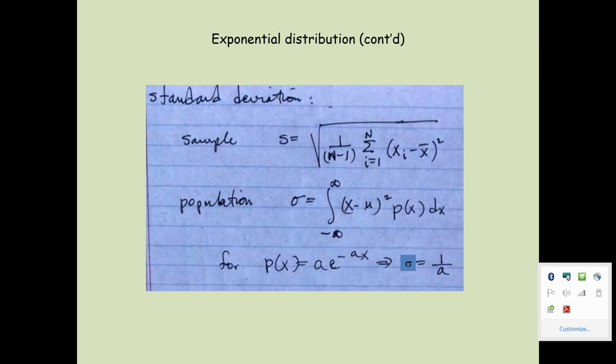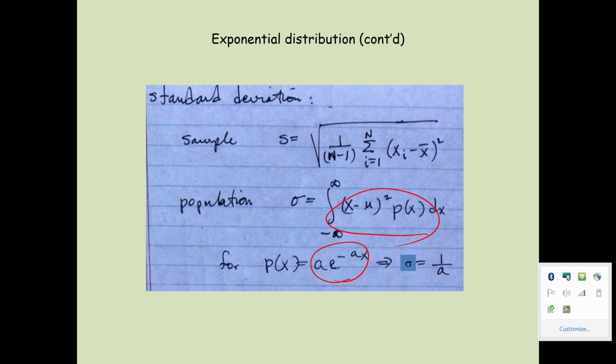For the standard deviation, we have the expression that I showed before, where s is just equal to the square root of 1 over n minus 1, summation over all n of the quantity xi minus x bar squared. And for this, the population standard deviation is equal to the square root of the integral from minus infinity to plus infinity of x minus mu squared p of x dx. And if you were to do this, where p of x was equal to this quantity here, we end up with sigma equal to 1 over a.